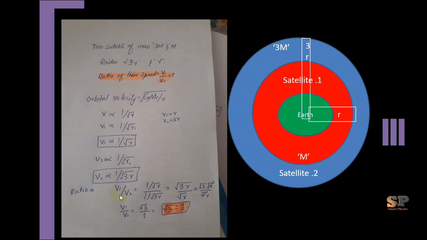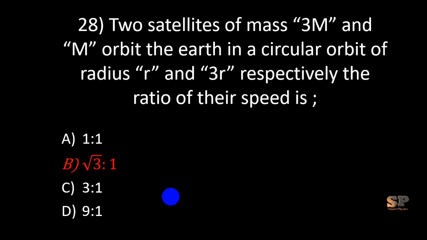Therefore, its ratio will become V1 divided by V2. This will equal to 1 over under the root R divided by 1 over under the root 3R, and by simplifying V1 by V2 will be equal to 3 under the root divided by 1. Therefore, we can write this as 3 under the root ratio 1. लिहाजा हमारे पास दुरुस्त ऑप्शन होगा 3 under the root ratio 1, which is option B.